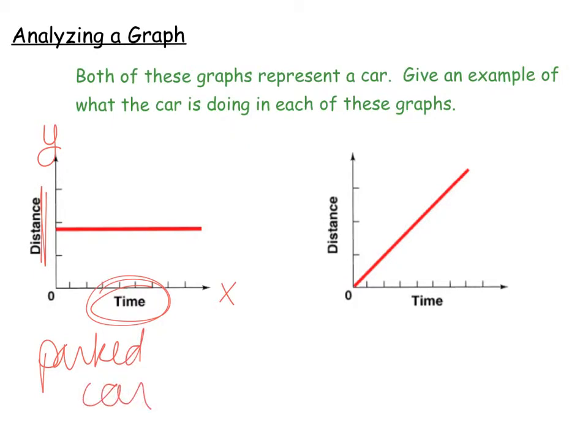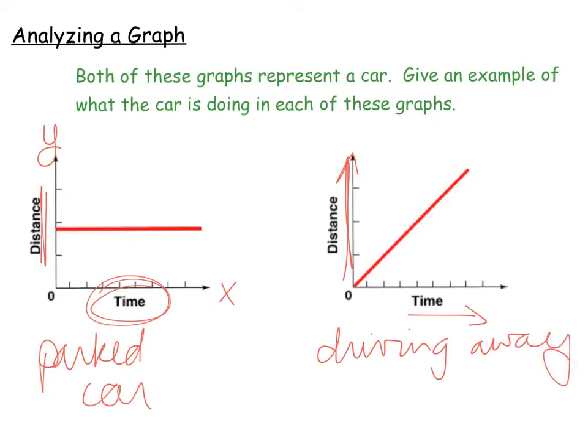Now if you look at the graph, we have time is increasing, and distance, though, notice, is also increasing. So as time increases, distance increases. And so this car must be driving away. And also notice that because it's a straight line, they're driving away at a constant rate. So they're moving at a steady speed as they drive away.